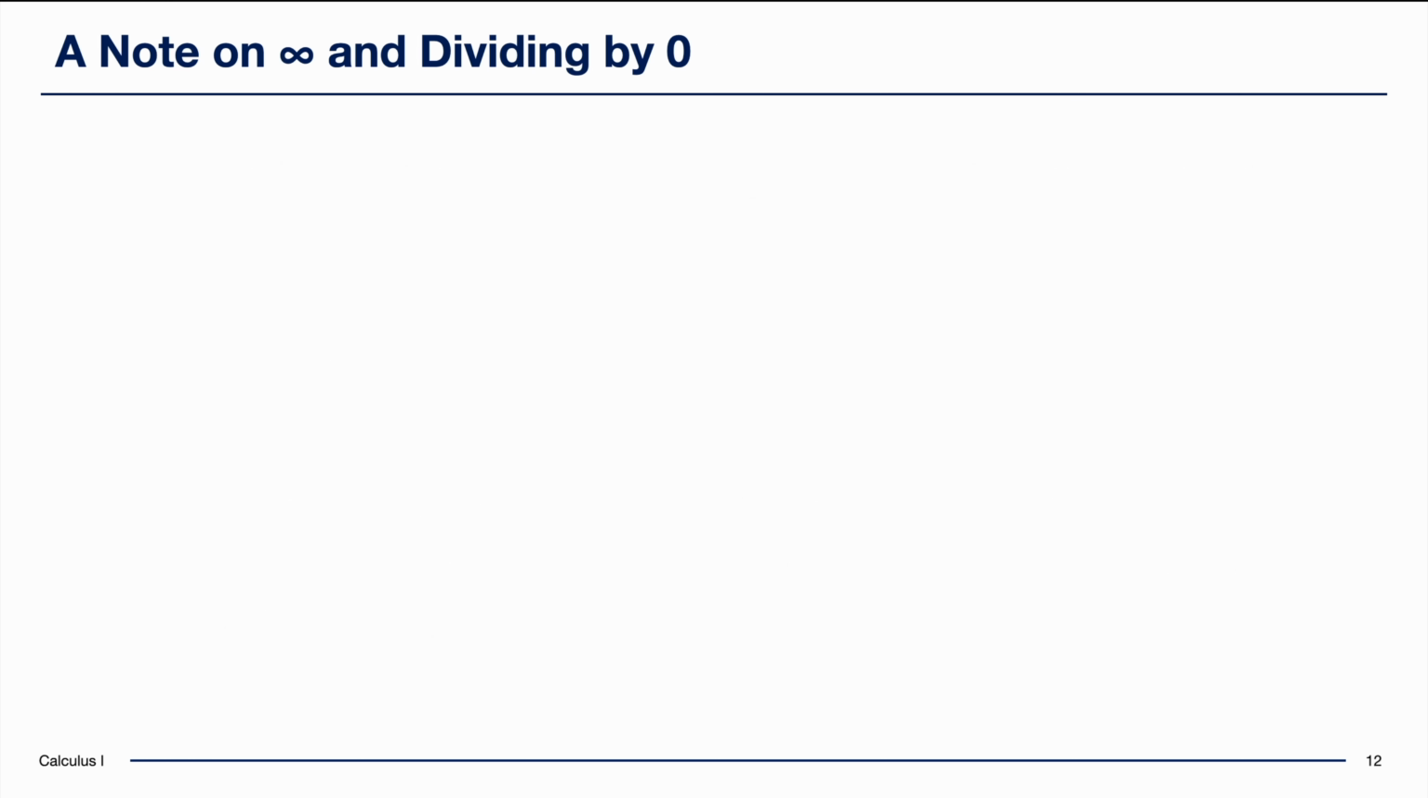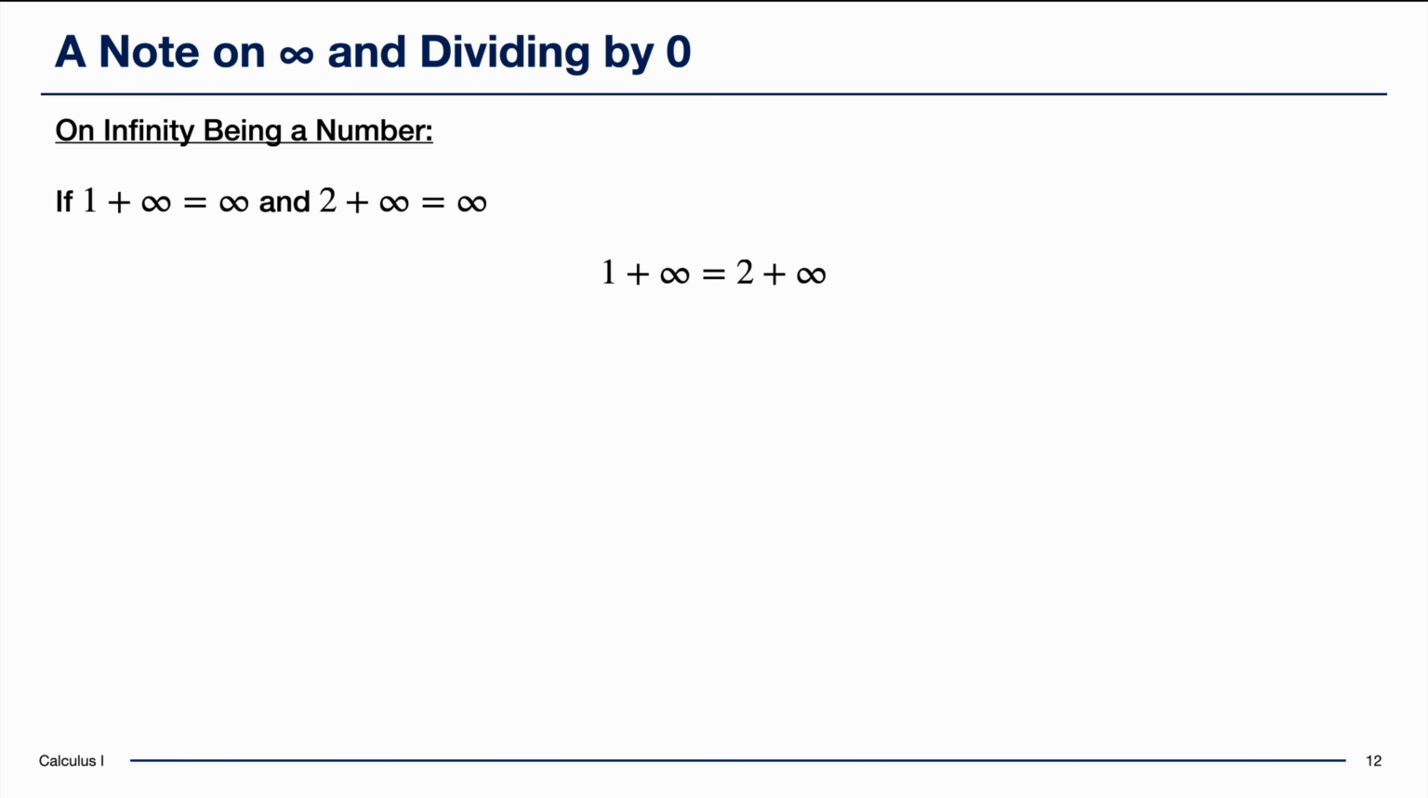Finally, a note on infinity and dividing by 0. First, let's talk about whether or not infinity is a number. Well, if we define infinity like this, 1 plus infinity is equal to infinity, and 2 plus infinity is equal to infinity, then the following is true. 1 plus infinity is equal to 2 plus infinity. If we add the additive inverse to both sides of this equation, we get 1 is equal to 2. Now this is obviously not true. Therefore, there are logical problems that occur when we allow infinity to be a number. So therefore, we exclude it in the real numbers.